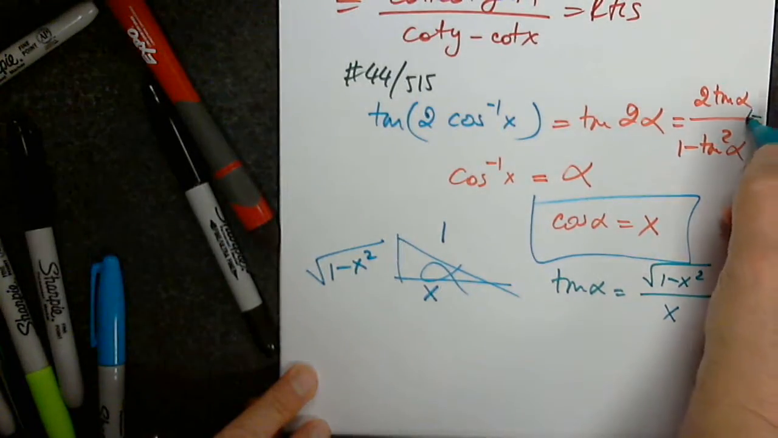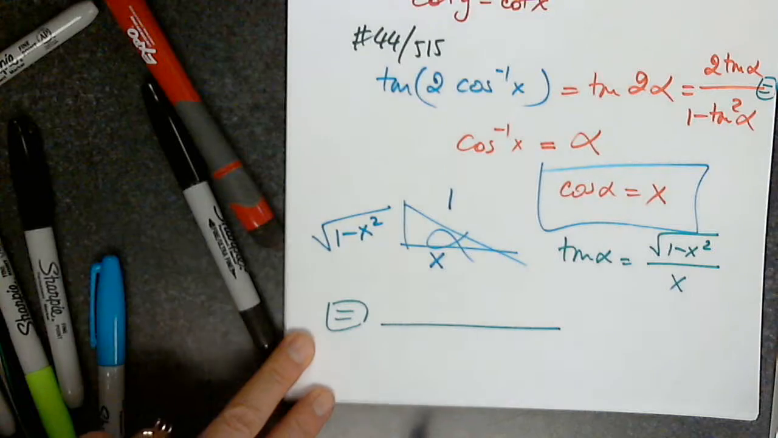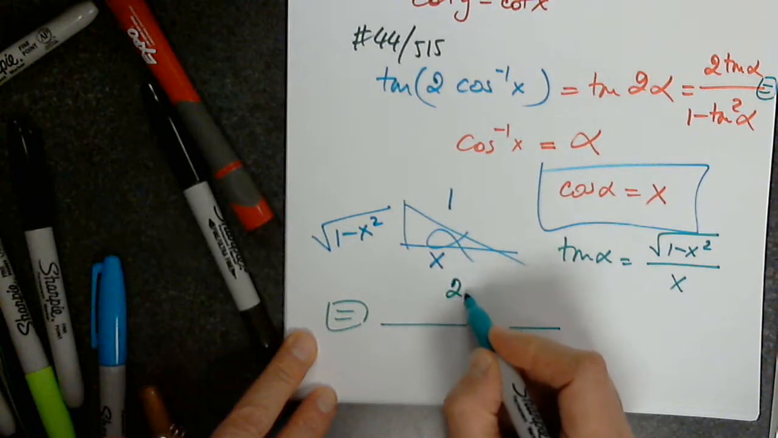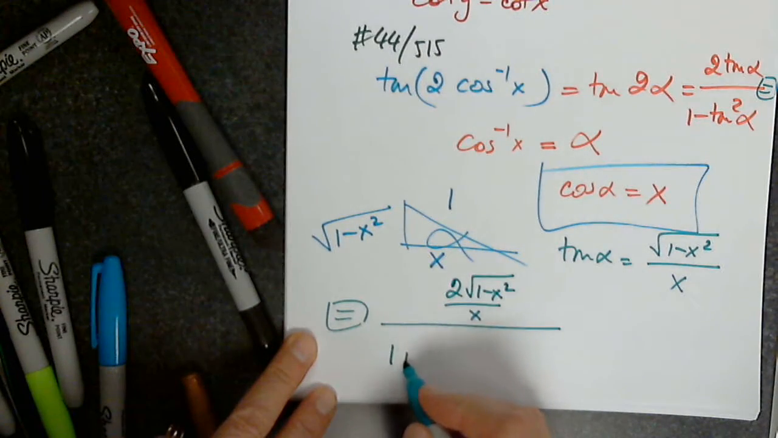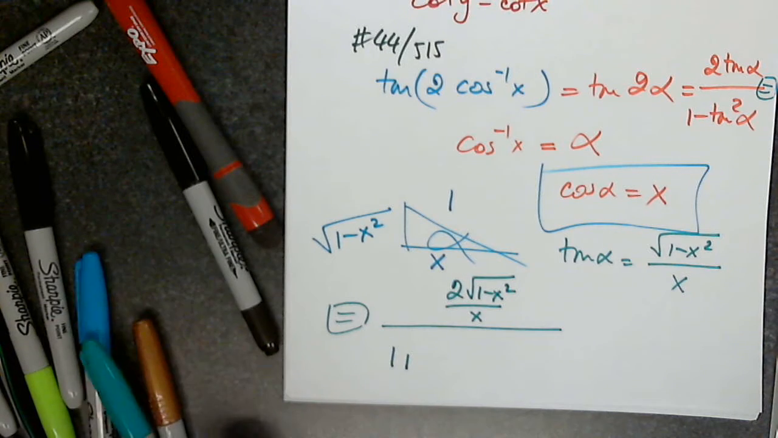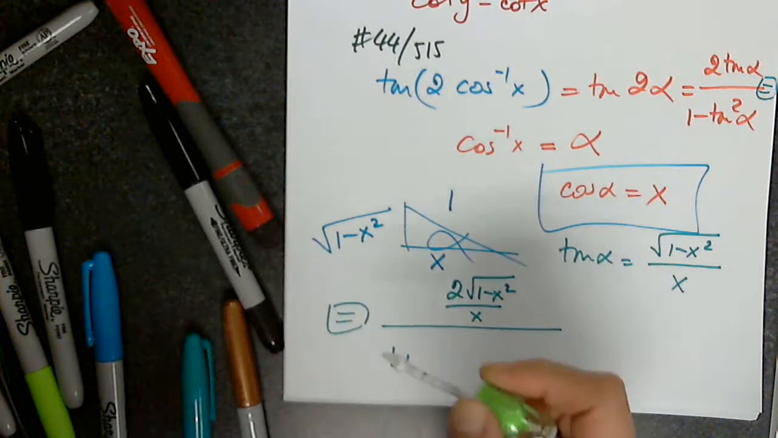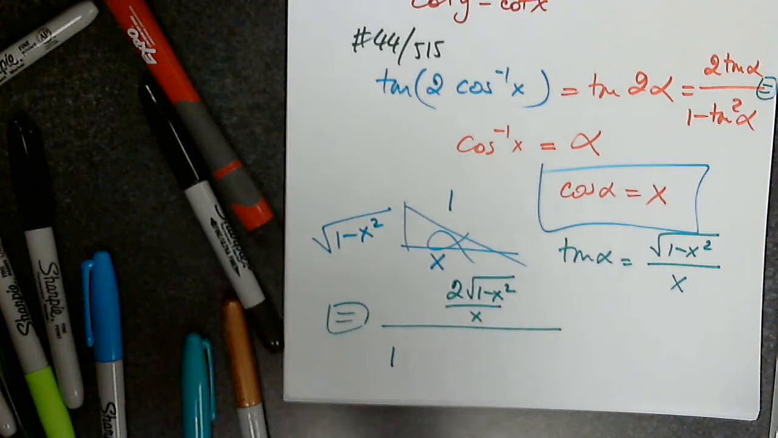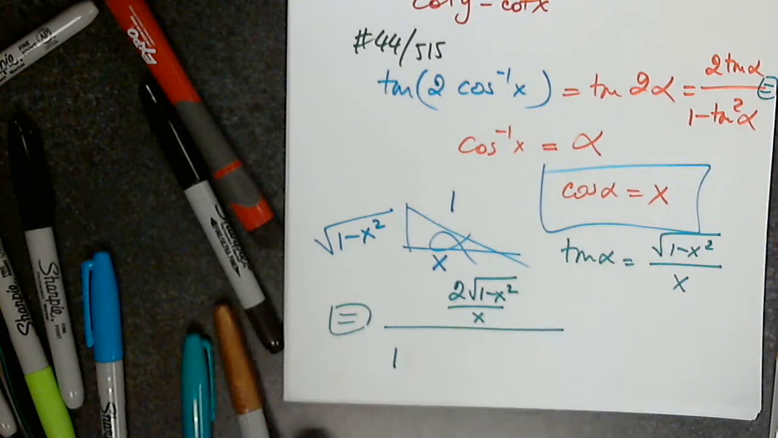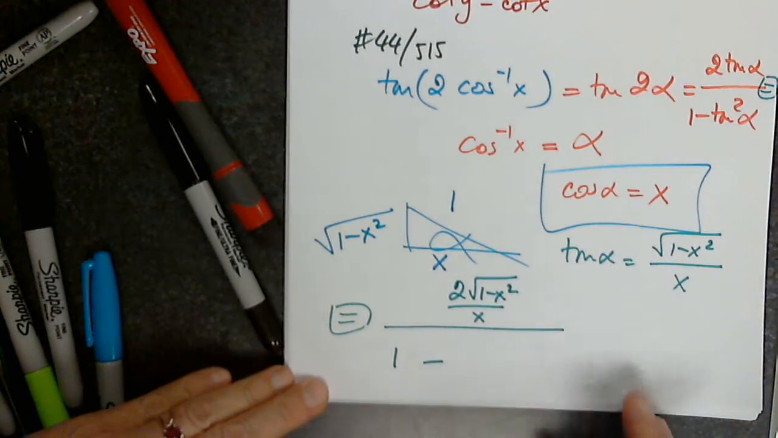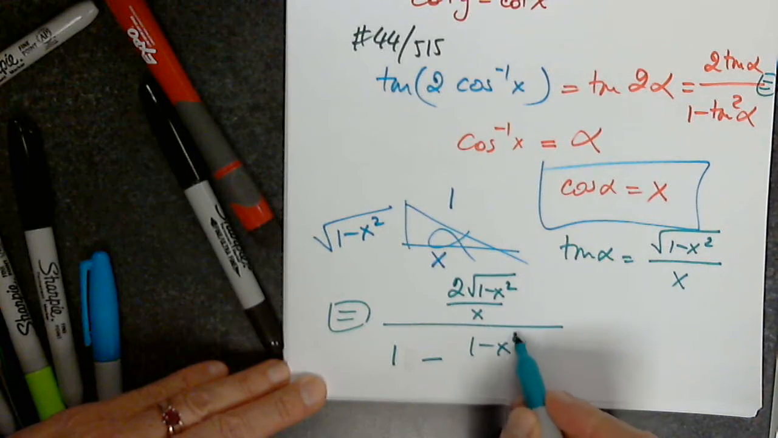So now I can go back in here and put it in. Ready? Twice that. One minus, oops, I said minus, but I put plus. So 1 minus tangent squared. So please square that for me. Square what? That thing? Tangent, right. So 1 minus this squared. So 1 minus x squared over x squared.